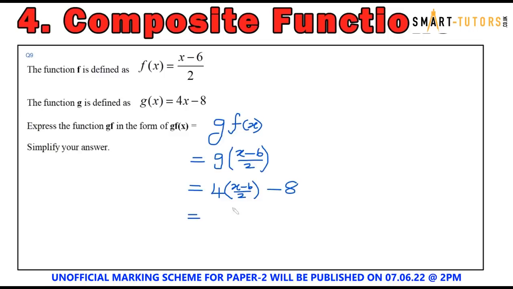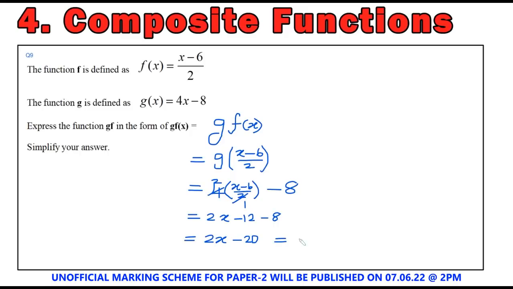That's all about it. So now we can simplify. 2 goes into 4, 2 goes into 2. So 2 times x is 2x minus 12 minus 8. So that is equal to 2x minus 20. Now you can take the 2 out, 2 bracket x minus 10, bracket close, and that is the answer for question number 9.